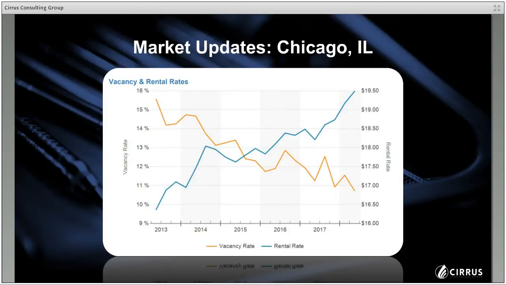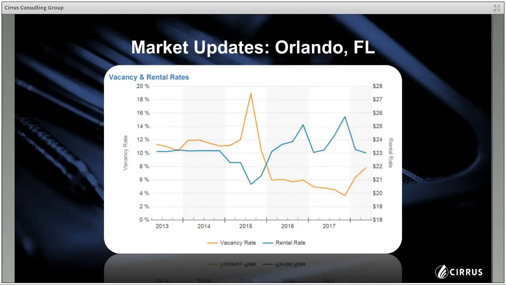And rental rates have been increasing since the beginning of 2013 for commercial spaces. As you can see, in 2013, rental rates were trending at about $16.50 per square foot on an annual basis, all in. And today, on an all-in basis, rental rates in the Chicago market are trending toward $19.50 per square foot on an annual basis. That's about $3 per square foot higher than what we saw rental rates at the beginning of 2013.